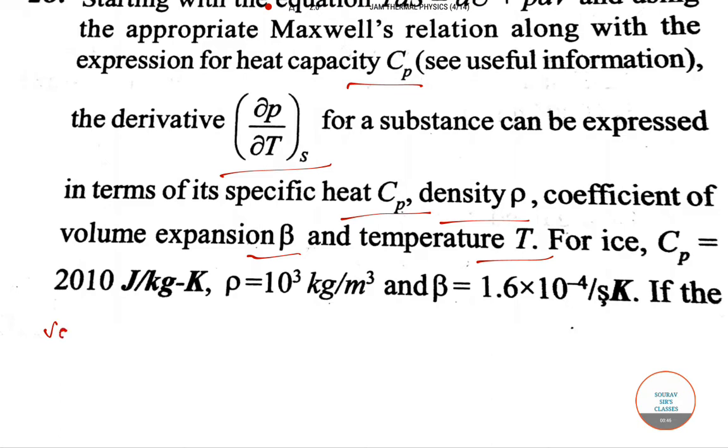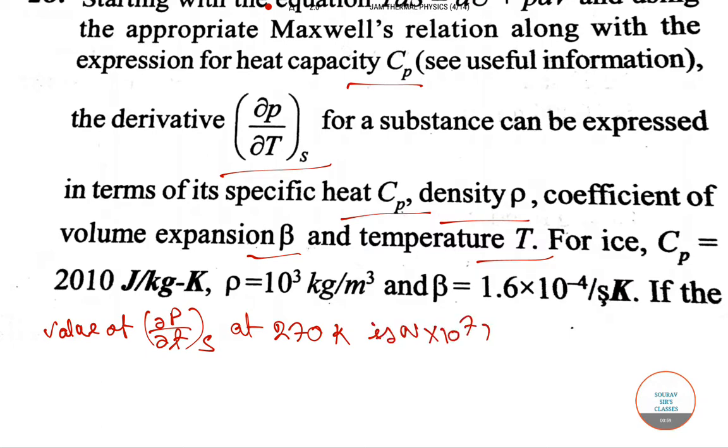If the value of del P del T at constant S at 270 Kelvin is n into 10 to the power 7 Pascal per Kelvin, then what is the value of n?